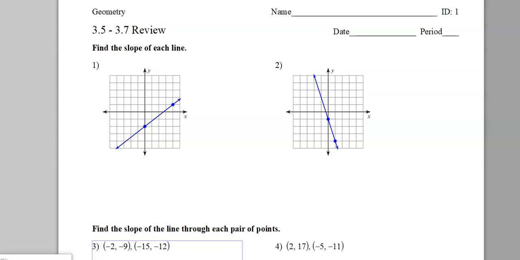All right, let's get right after it. 3.537 review, talking slope, slope-intercept, standard form, graphing, writing equations, parallel, perpendicular.